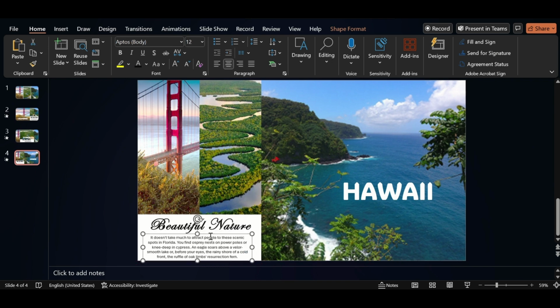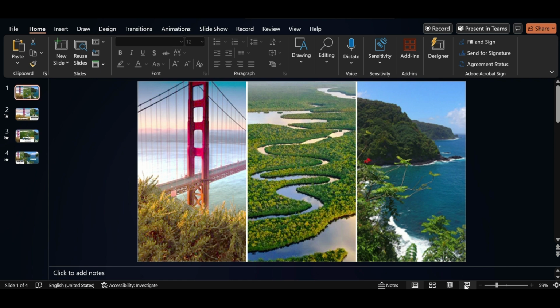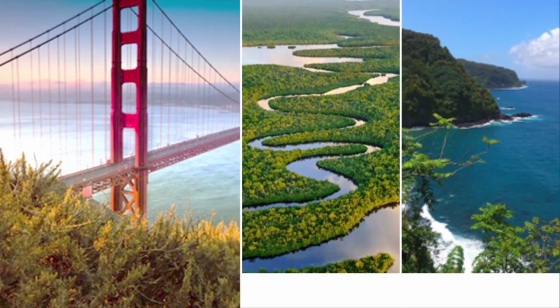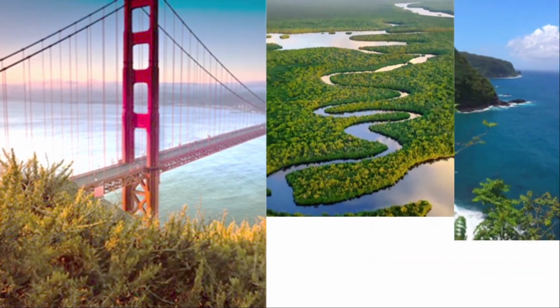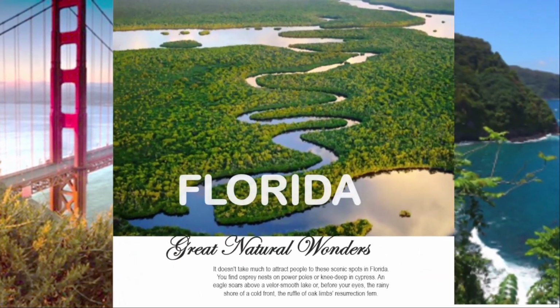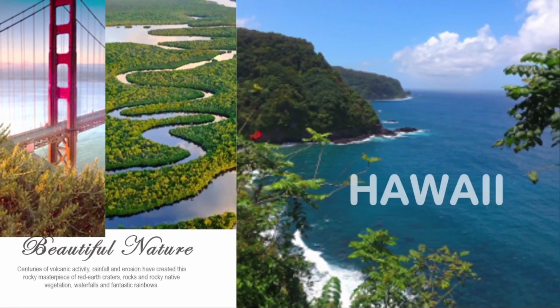Now it's time to preview the entire animation. Go to the first slide and click on slideshow. And that's it. You have learned how to use morph transition like a pro for image in PowerPoint. If you are working on a project presentation, this technique will surely impress you.